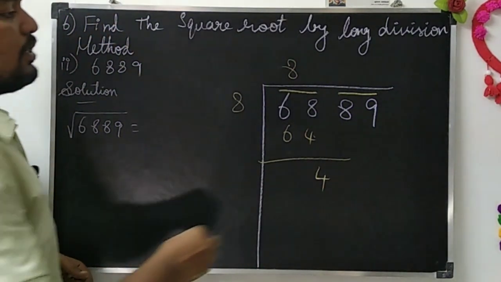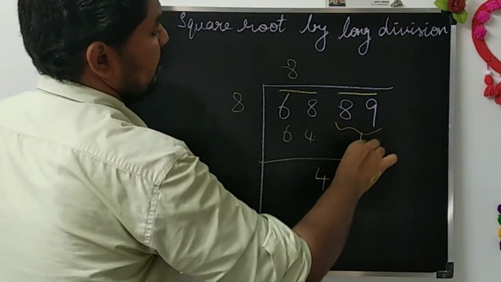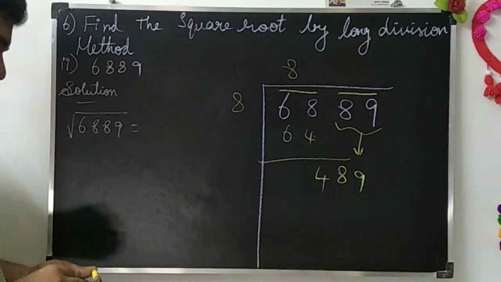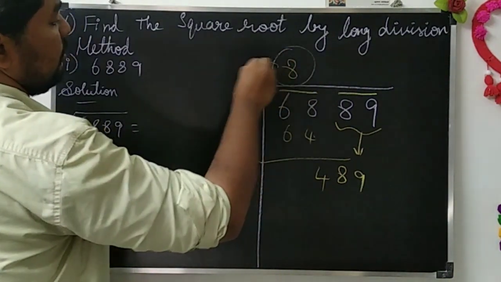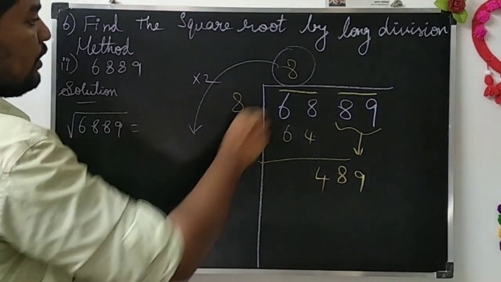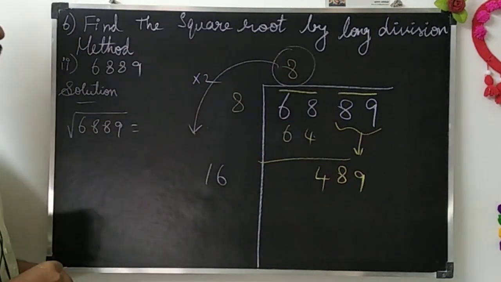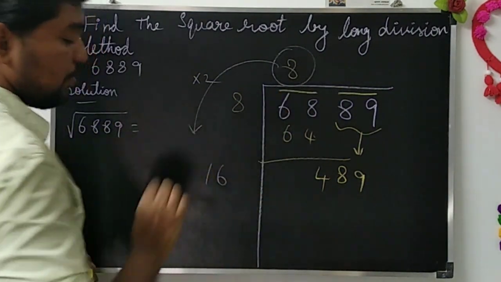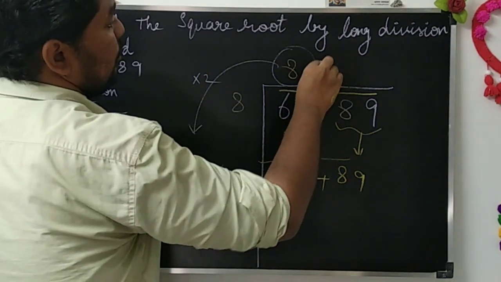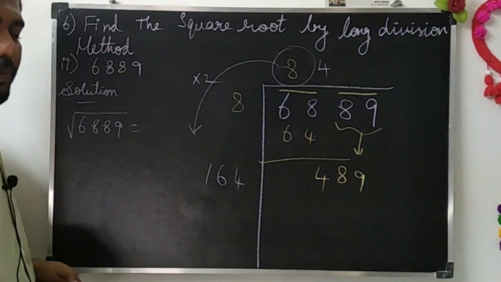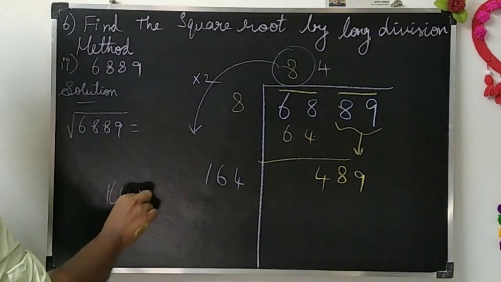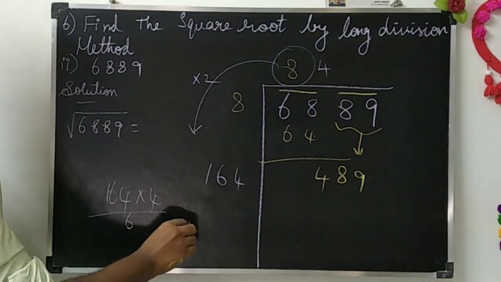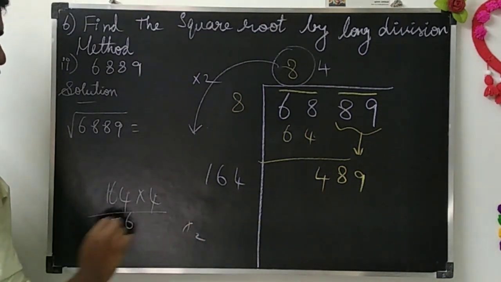Okay, the next step is to write down the next pair, that is 89. So the number will change to 489. The next step, the quotient contains 8. Just multiply the quotient by 2. 8 2s are 16. Then you write any number in the quotient, and the same number will be written here also. For example, here 4, and here also 4. So 164 into 4: 4 4s are 16, 6 4s are 24, 1 4 is 4, plus 2, 656.